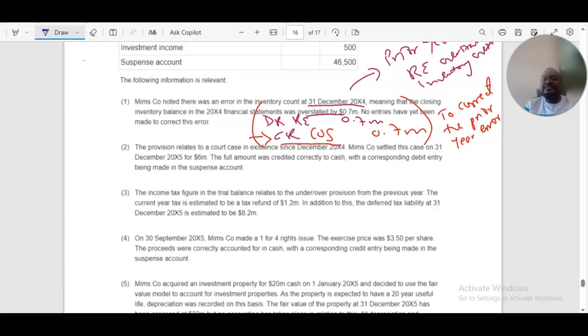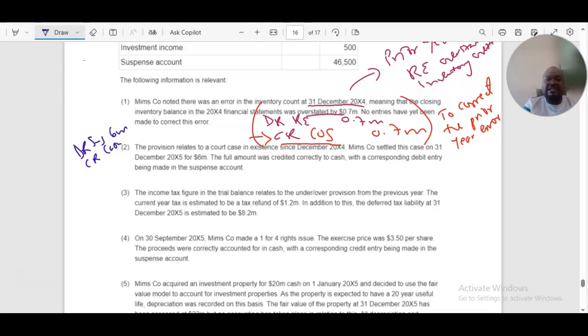The company settled this case on 31 December 2005 for 6 million. The full amount was credited correctly to cash, with a corresponding debit entry being made in the suspense account. So what was done was that they debited the suspense account with 6 million and credited cash or bank.